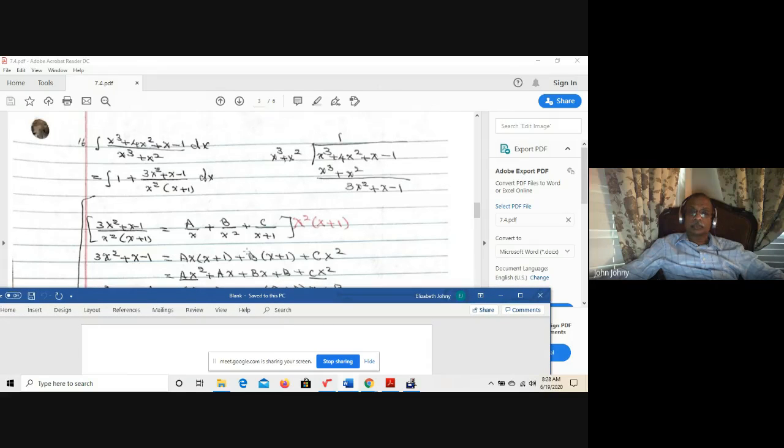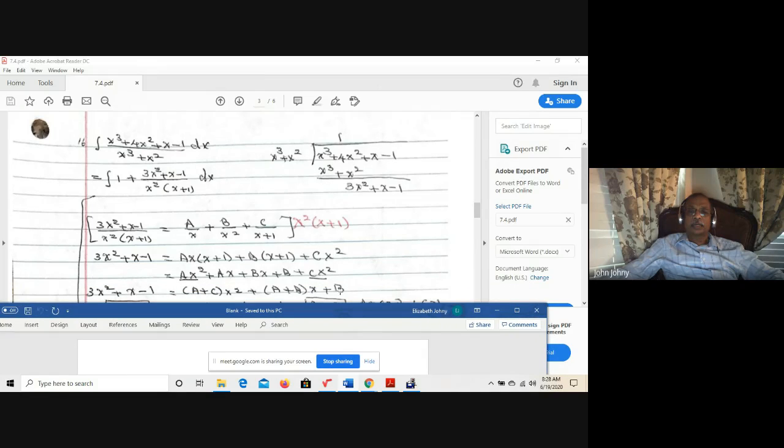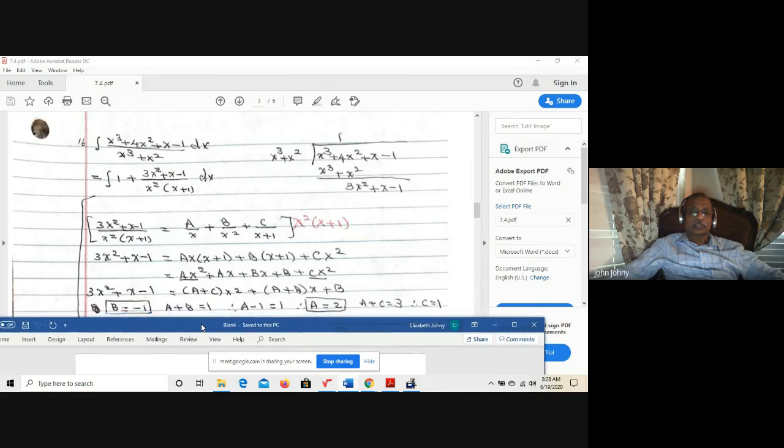So this distributes: ax squared plus ax plus bx plus b plus cx squared. Combine like terms: ax squared plus cx squared, that is a plus c times x squared, plus ax plus bx, a plus b times x, plus b is the constant. So 3x squared plus x minus 1 is equal to a plus c times x squared plus a plus b times x plus b.